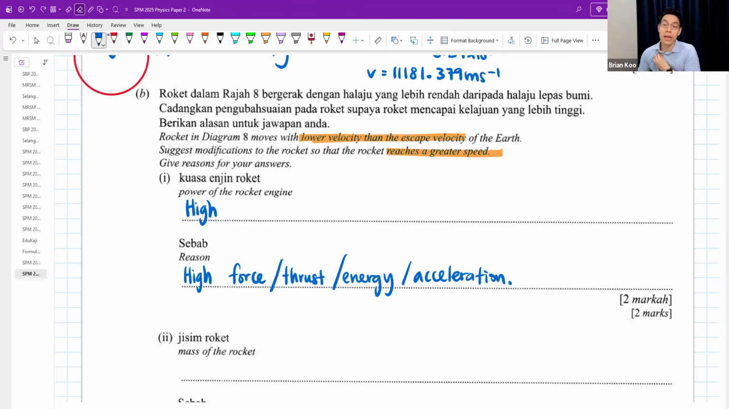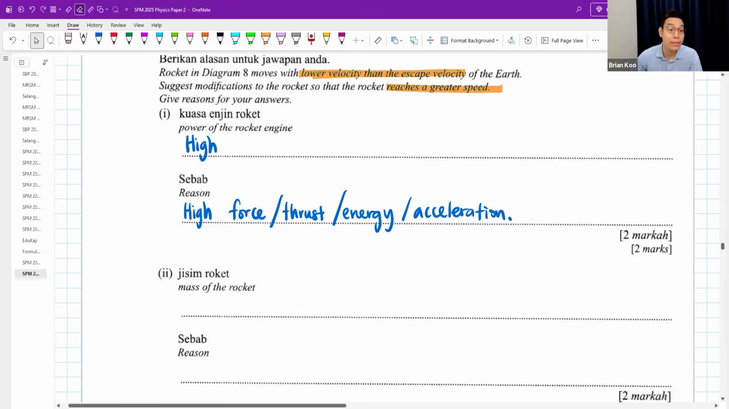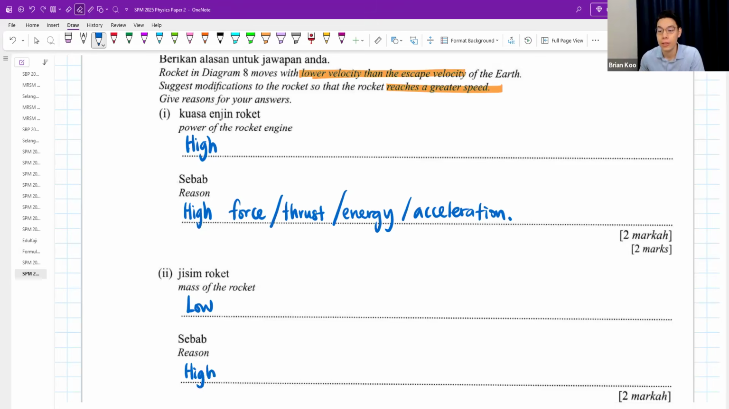Mass of rocket. Of course, if it's a lighter rocket, it'll be easier for you to move up. Or if it's a lighter rocket, then the acceleration will be higher. Okay, I want a low mass of rocket or lower mass of rocket also can. You can produce a higher acceleration. Or if you say, Teacher, what if I wrote I want a light rocket? Can, also can. I can produce a higher acceleration.